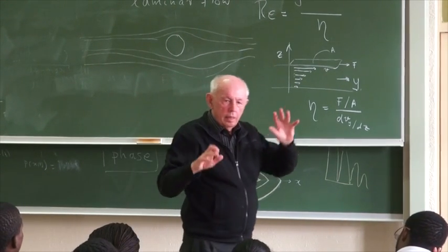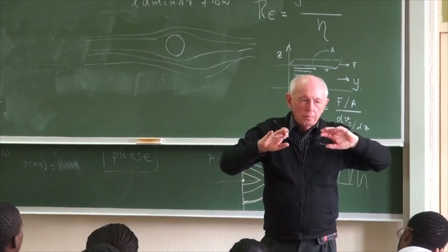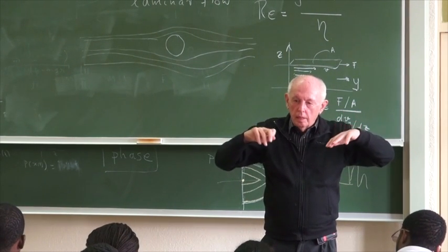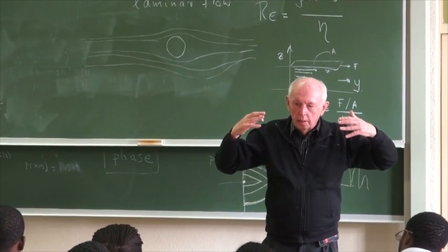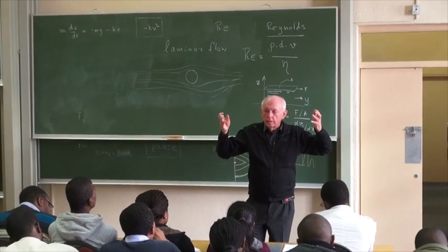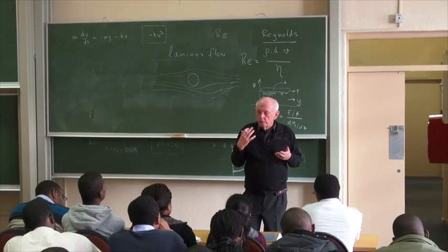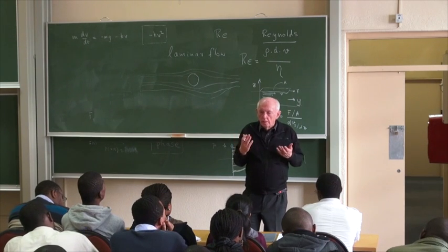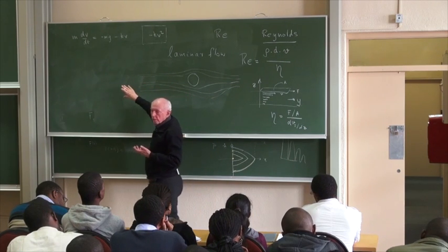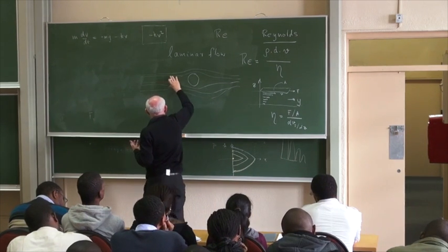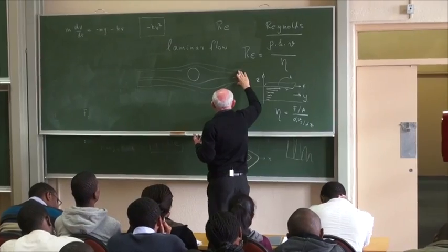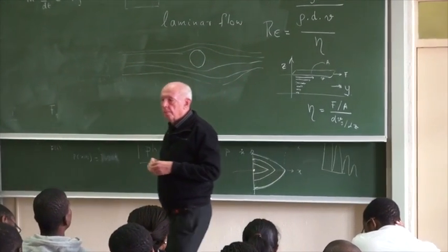But what I wanted to tell you now is that if you do an experiment or a calculation or anything in fluid dynamics, the easiest way to think about it is so-called laminar flow. That is the flow which goes like this. The liquid or the air moves like this, and then it moves around, and then it comes together again like this. And then it goes on.